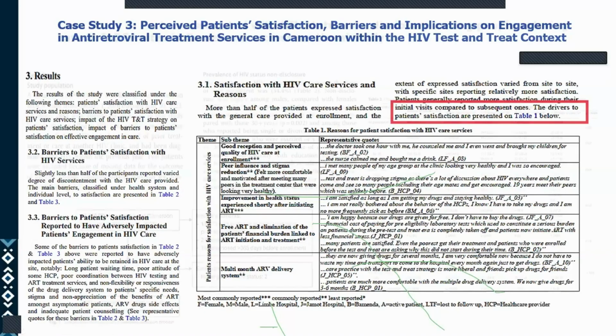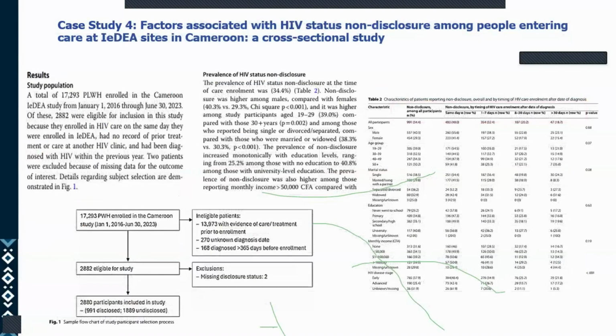On our fourth case study, on the factors associated with HIV status non-disclosure among people entering care at IDEA sites in Cameroon. Here we presented a sample flowchart because, as we said, the first thing is to always tell how many patients were found overall. So in the study population, a total of 17,000 patients were enrolled during the study period, but 2,882 were eligible for inclusion.